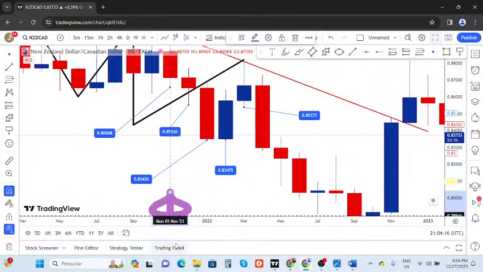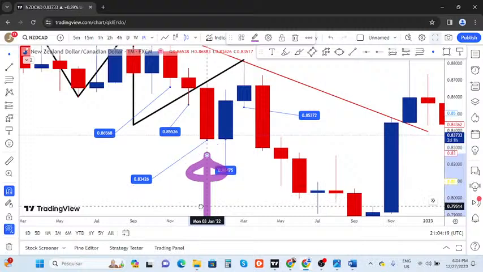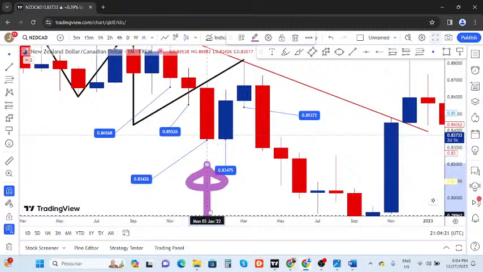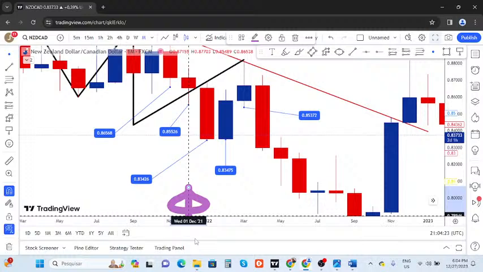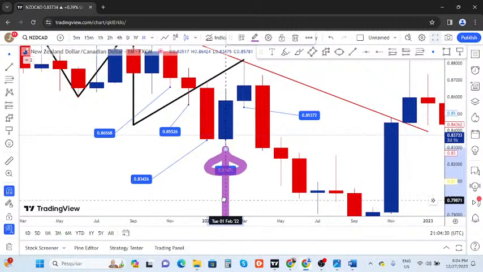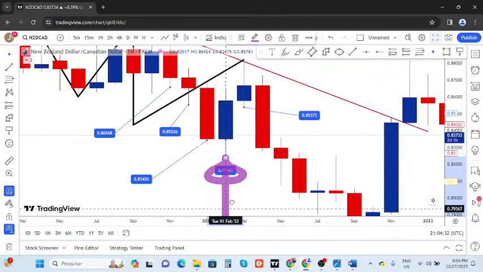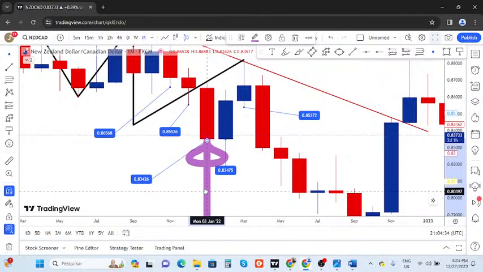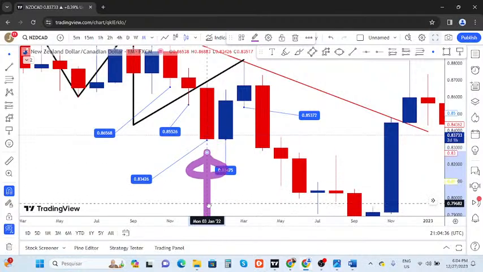Now what will differentiate it among them? Let's look at it. This one is 0.83426, this one is 0.83475. What does that mean? It means that this is higher. The value of this candle is higher than this one. So this one is the low with the higher value.